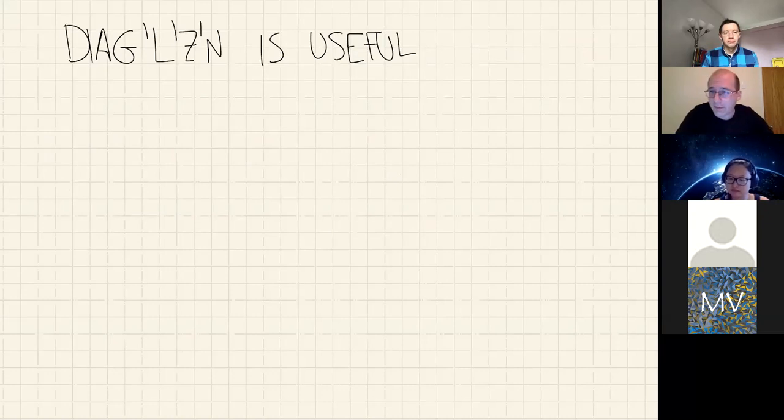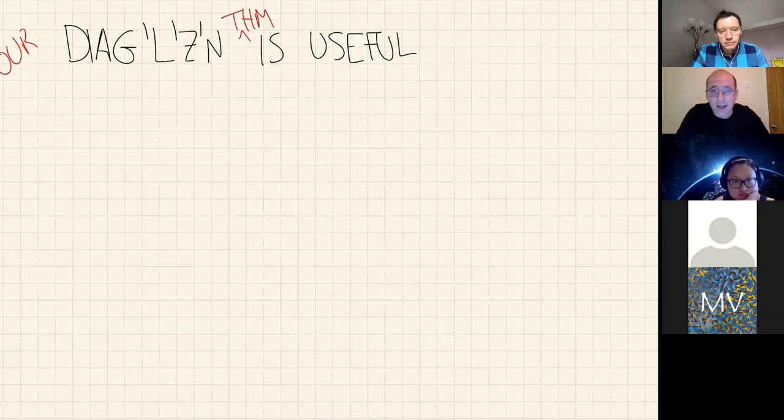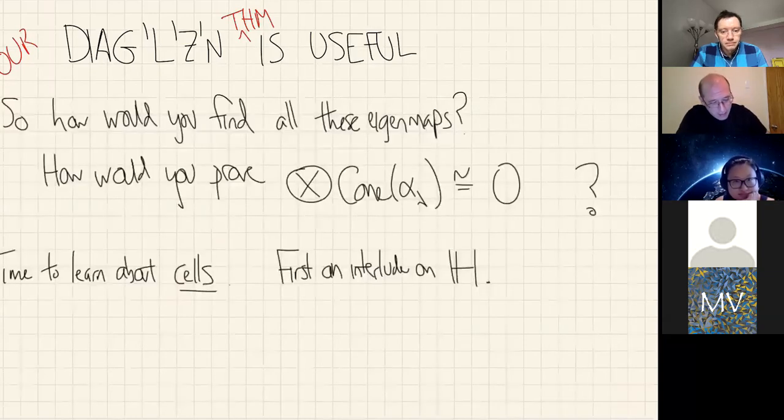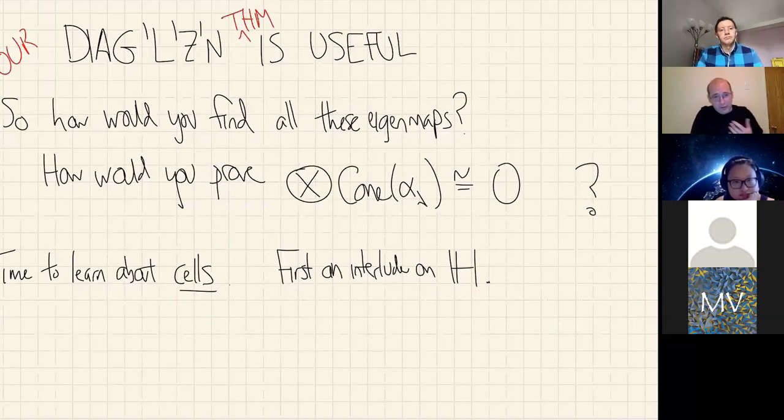All right, back to the thing that I was saying in the first talk. Diagonalization is useful. I motivated it by saying that you could project eigenspaces of representations. Well, I want to say that our diagonalization theorem is useful. So I want to convince you that it's possible to apply it in some circumstance. If you were given something that you expected to be diagonalizable, how would you find all these eigenmaps? It seems like a lot of structure that you have to actually construct. And even if you did, how would you prove that the tensor product of the cones is zero? It seems like some giant tensor product you'd have to compute, and you'd have to Gaussian eliminate it, and that seems terrible.